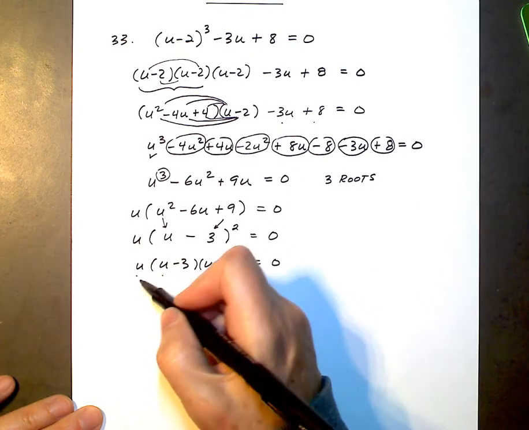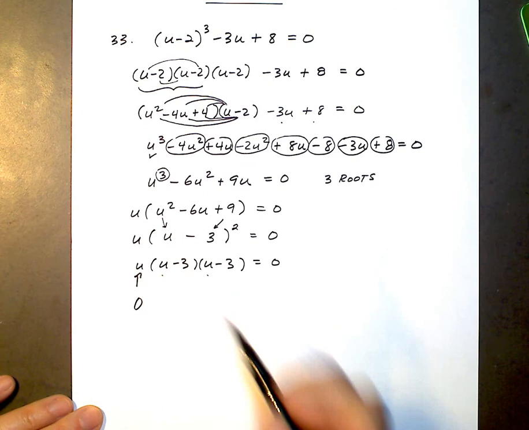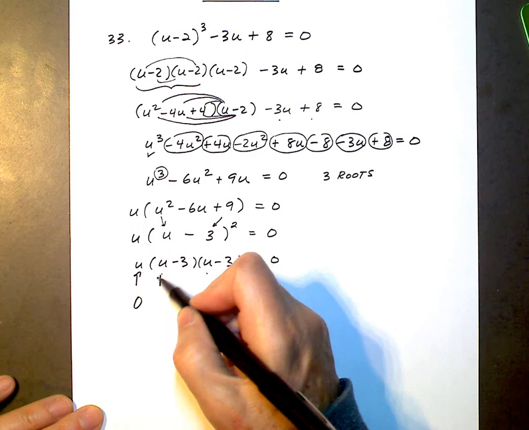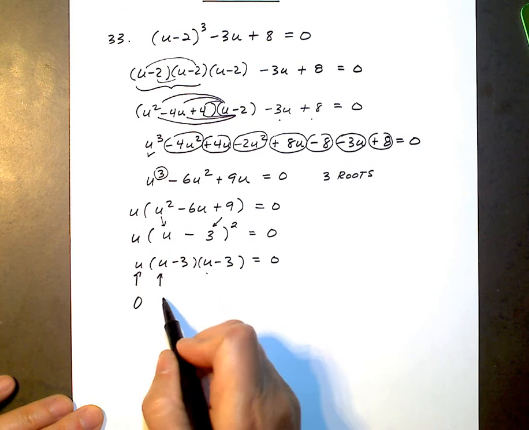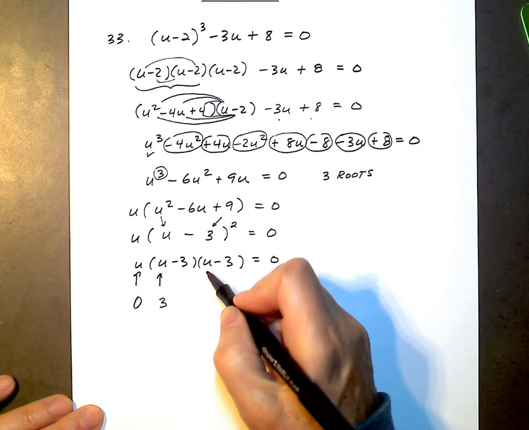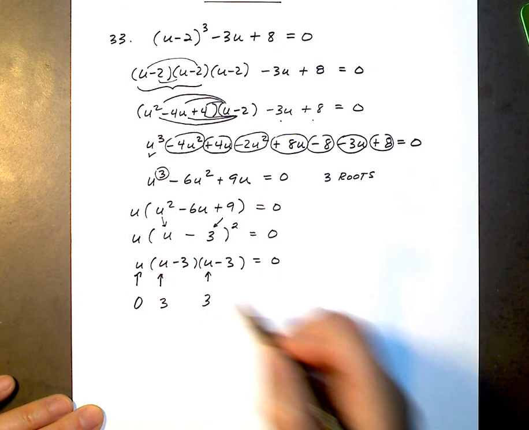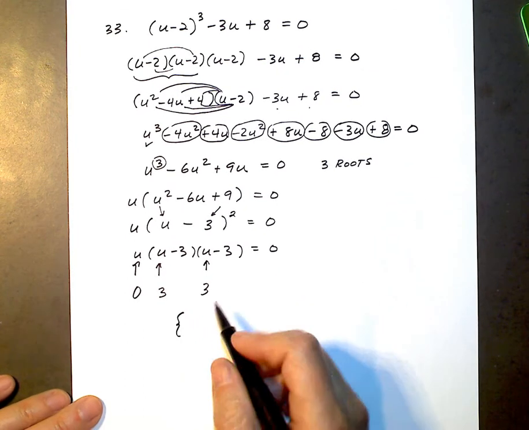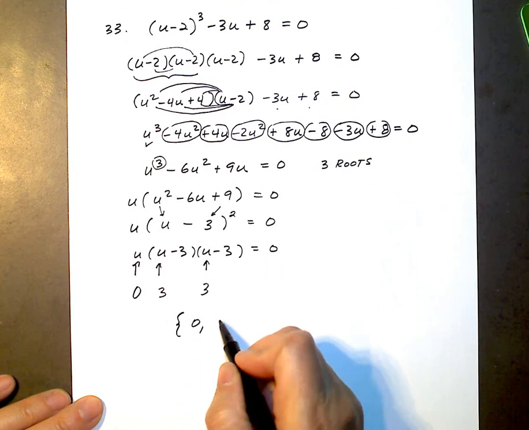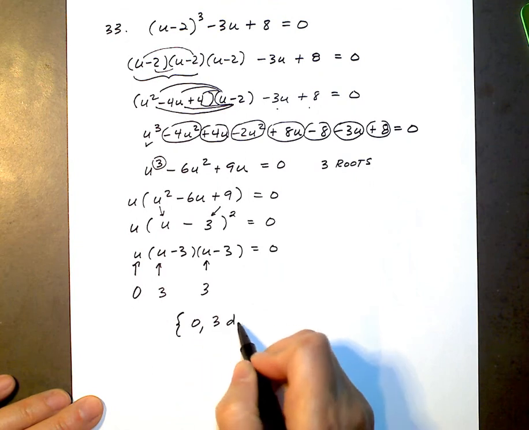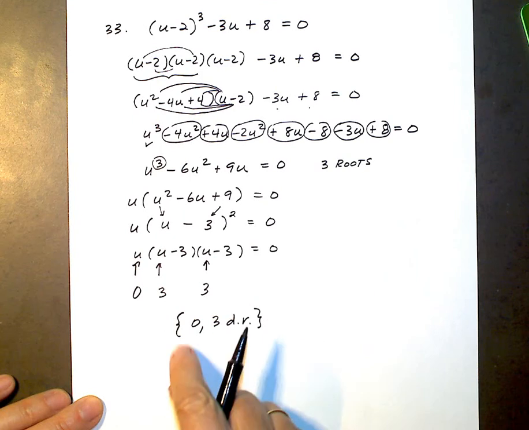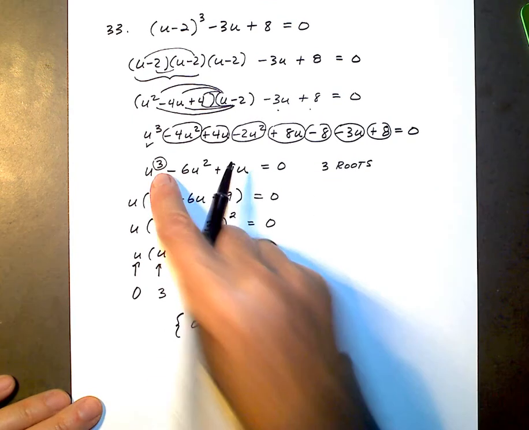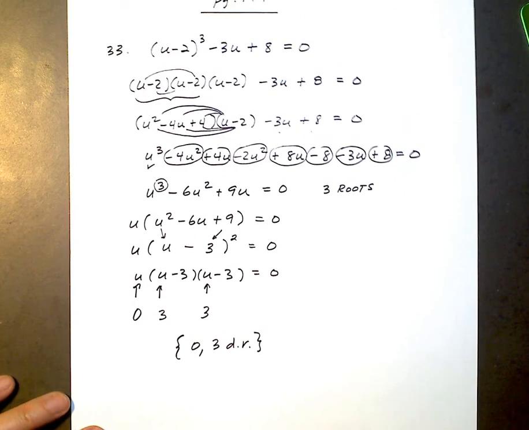So the value of u that makes that factor 0, therefore the equation true, is a 0. The value of u that makes this factor a 0 is a 3. That would make the equation true. And the same with this one. So on this, we see that we have the solutions of 0, and we have 3 counted twice as a double root. So 1, 2, 3 solutions as promised by the highest power of u. And that is it.